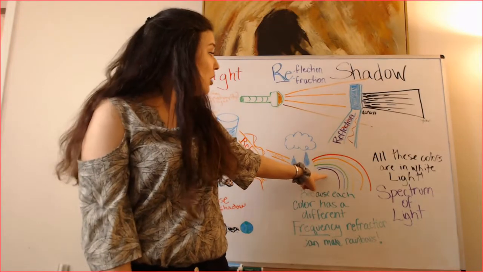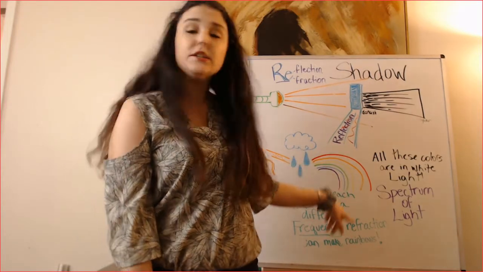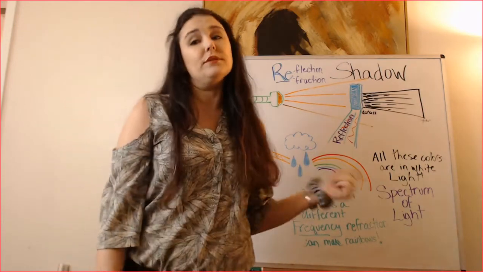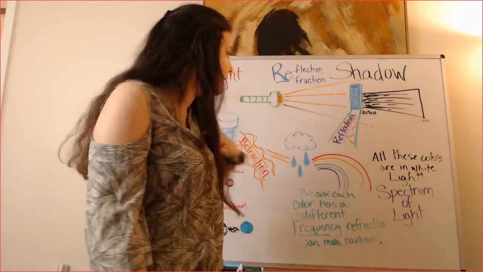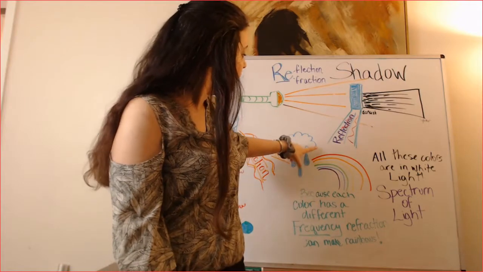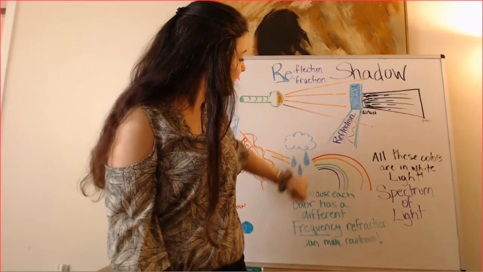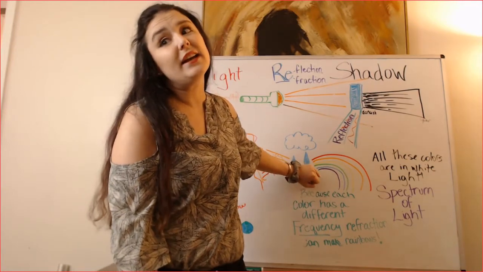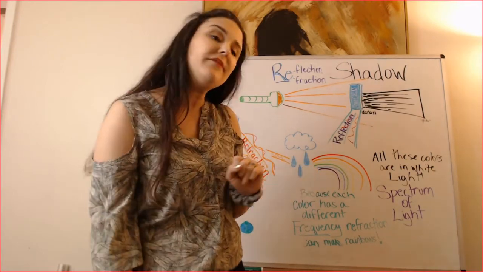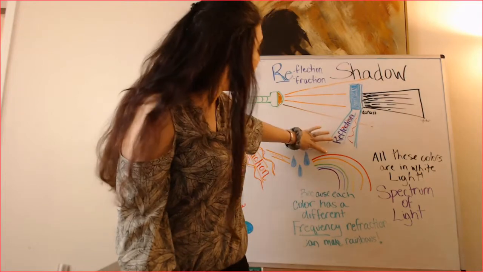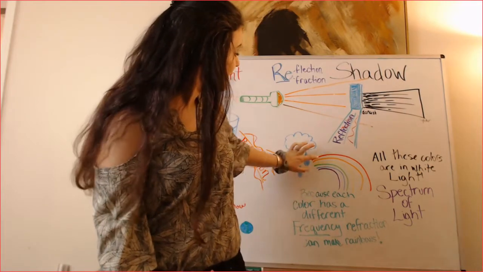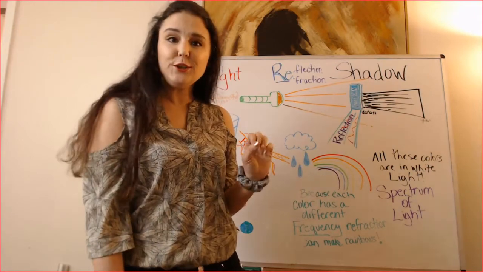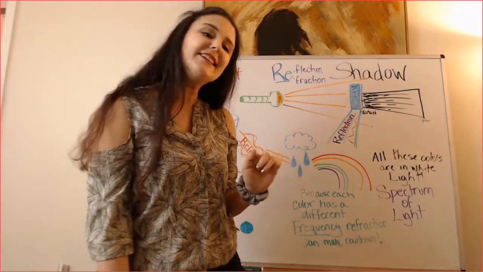The rainbow is all the colors in our spectrum of light, our visible spectrum of light that we can see. All these colors: red and orange, yellow, green, and blue. Last there's indigo and a pretty violet too.